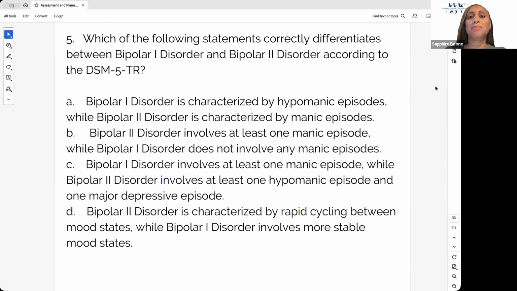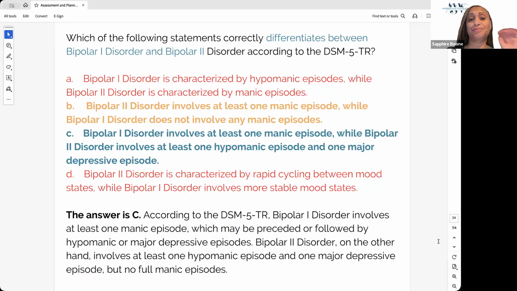All right, which of the following statements correctly differentiates between bipolar 1 and bipolar 2? Right? So what is the difference between bipolar 1 and bipolar 2? Which one is more severe? Which one is characterized by mania? It's really the one that you want to pick out. And the answer is going to be C. Bipolar 1 involves at least one manic episode, so by nature it is more severe because a manic episode is more severe than a hypomanic episode. Bipolar 2 involves at least one hypomanic episode and one major depressive episode. So the answer is C.